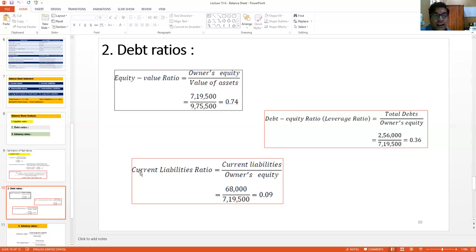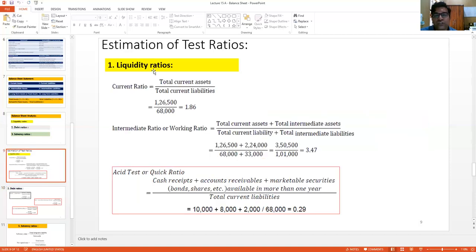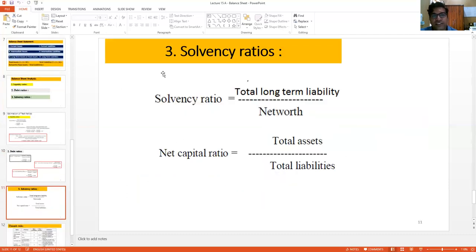Then we have the current liabilities ratio, which is nothing but current liability upon owner's equity. That is, with the net worth available to the farmer, whether he is in a position to manage the current liability or not, right? So debt ratio should be less than one. Liquidity ratio should be more than one. Debt ratio should be less than one. Then last, we have the solvency ratio. Solvency, what is solvency?